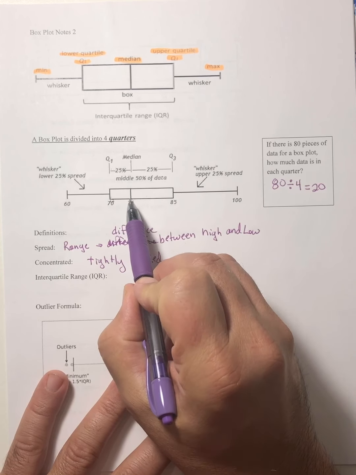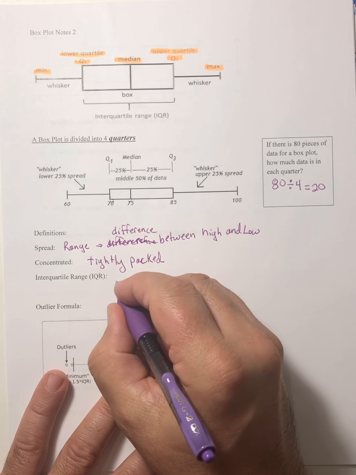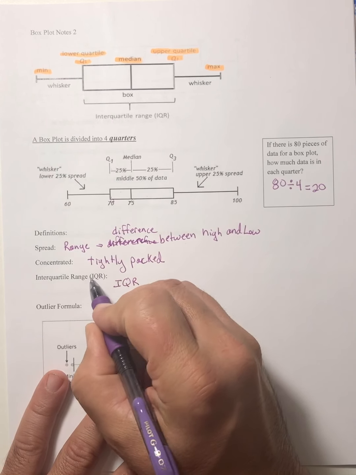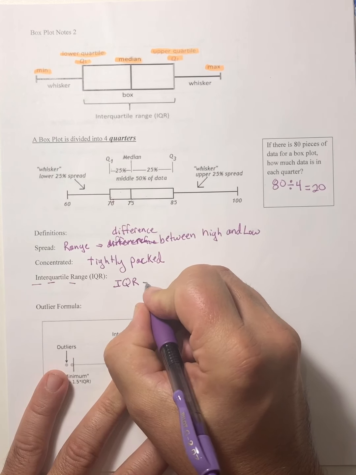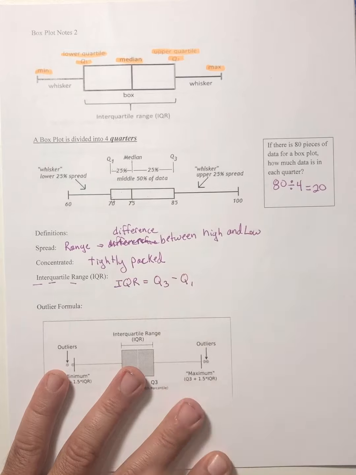And then our interquartile range, we did that already. Remember, interquartile range is IQR for short. The interquartile range is equal to the third quartile minus the first quartile.